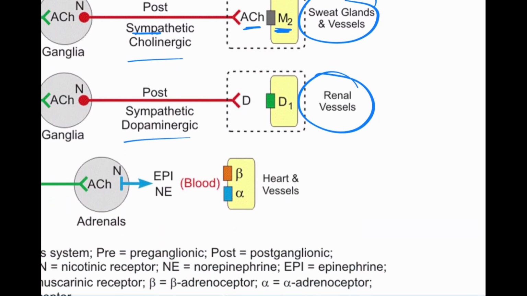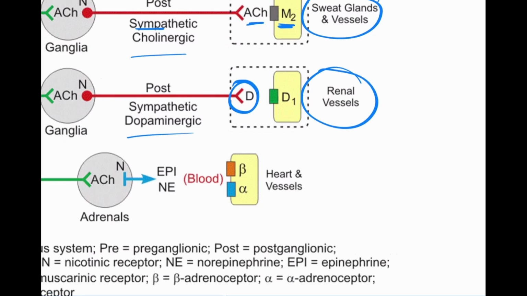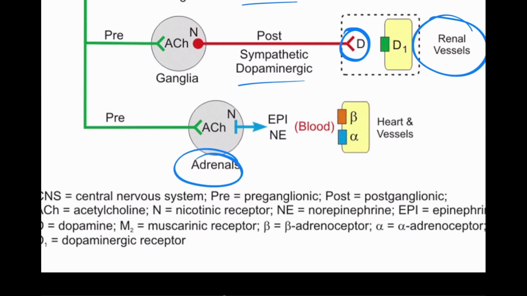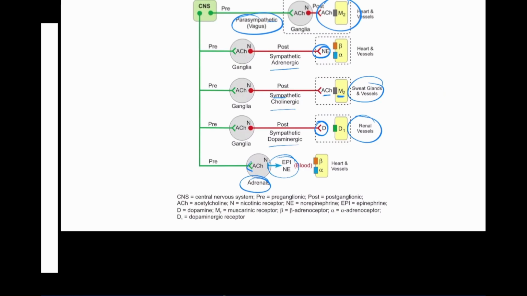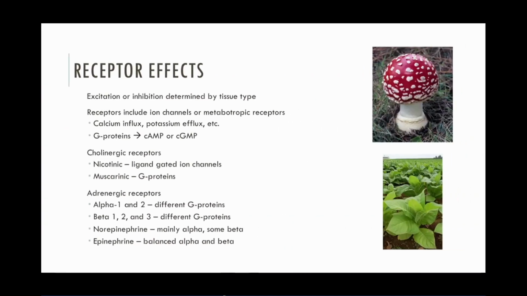In your renal system, dopamine is the neurotransmitter. And dopamine will bind to its dopamine receptors, D1 or D2. And then here are your adrenal glands. We said, remember, the adrenal glands are neurally mediated. So as soon as this nerve hits it, it dumps out norepinephrine into the bloodstream, which will then go to the body to activate your betas and your alphas, kicking in that sympathetic response. So this is just a summary slide talking about the different setup for sympathetic versus parasympathetic.